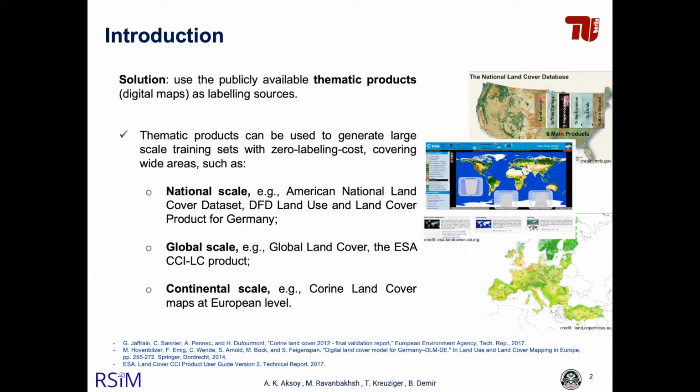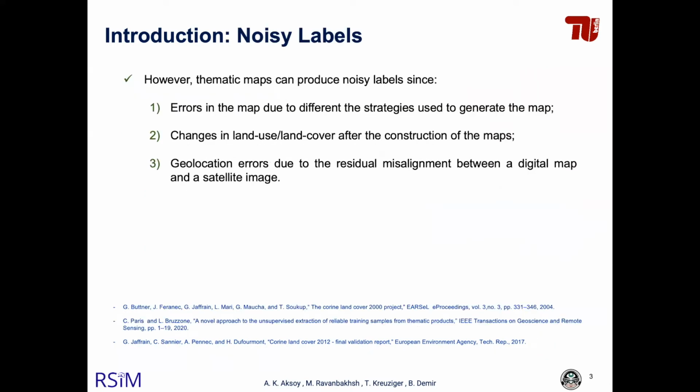For example, on a continental scale, current land cover maps are one of the most accurate products at the European level. However, all of these thematic products, if used as a labeling source, can produce noisy labels. This is due to several issues. First, there can be errors in the map depending on the strategies used to generate the map. For example, the accuracy of current maps is about 85%.